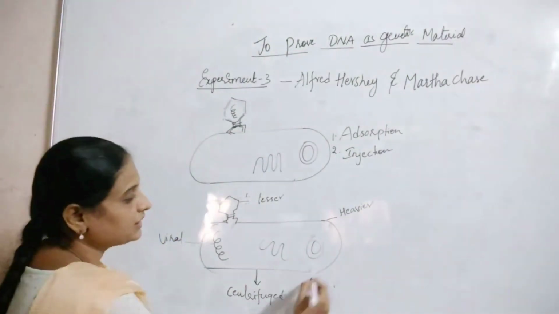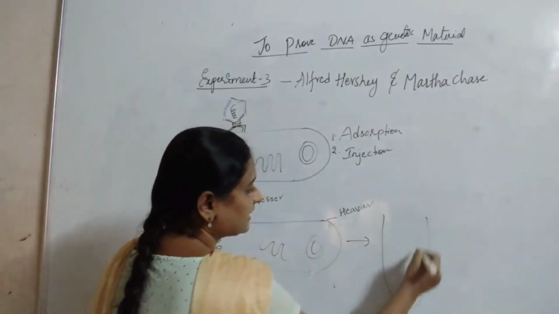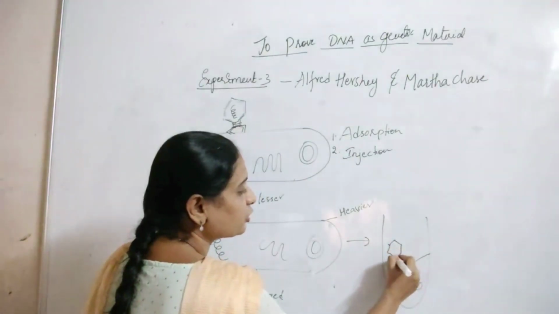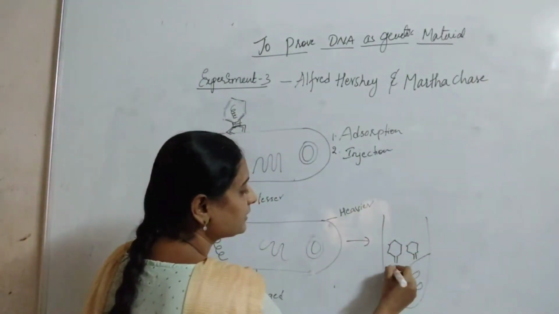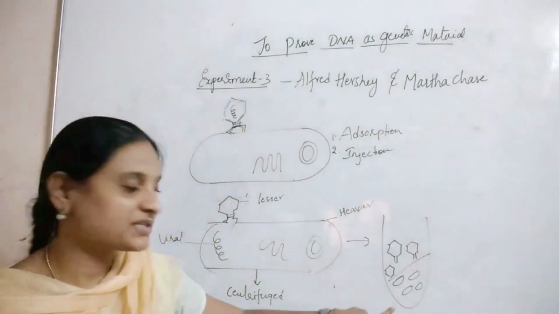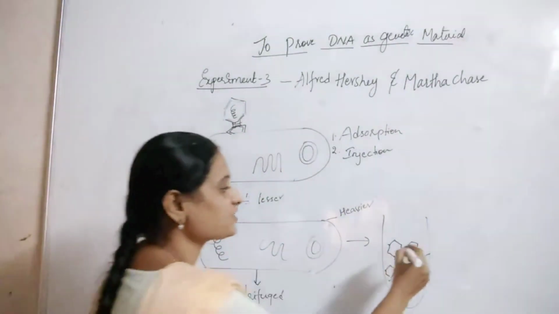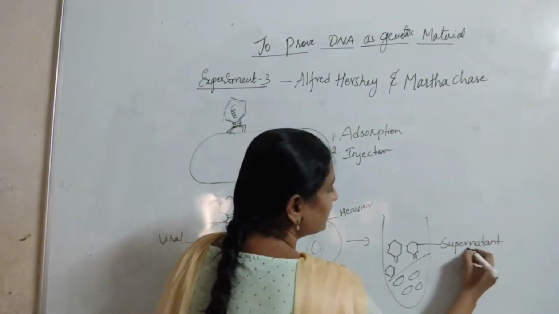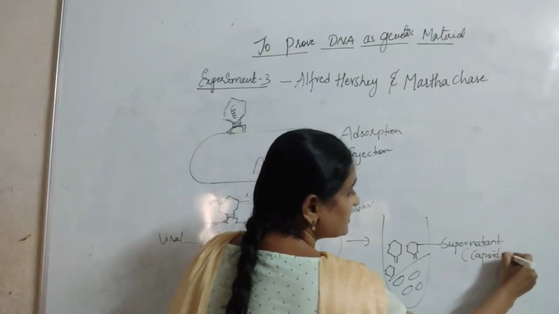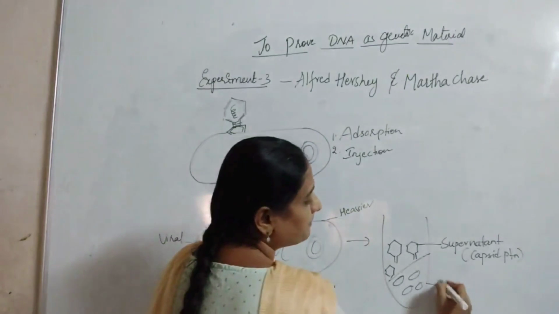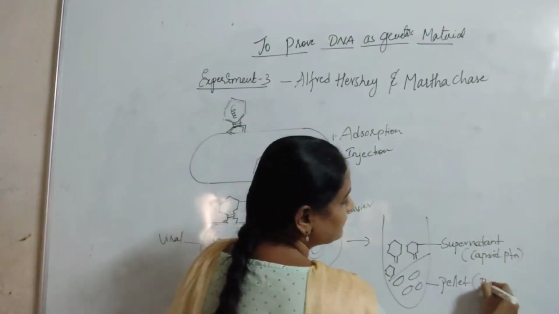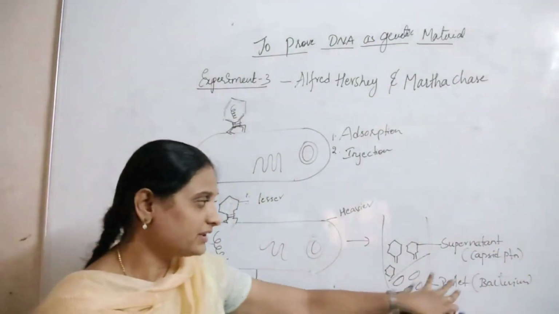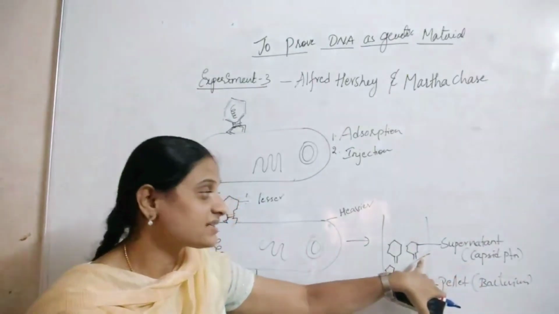When we centrifuge it, the bacterium settles at the bottom, whereas the capsid is left at the top, nothing but the supernatant. The supernatant contains capsid protein which is radiolabeled, whereas the pellet contains the bacterium. Fine. So here in the supernatant is the capsid protein which is radiolabeled.